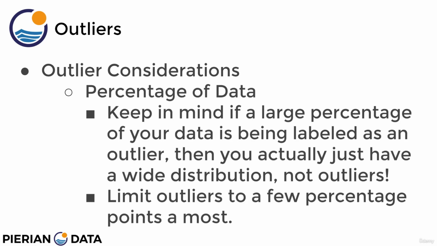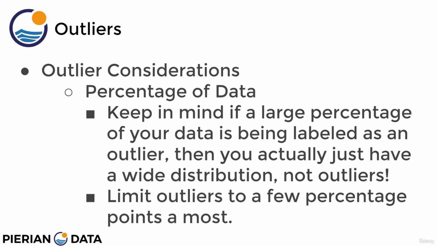Now let's talk about the percentage of your data. Keep in mind that if you're using some sort of mathematical methodology, or even a visual one or domain one, and a large percentage of your data is being labeled as an outlier, then they're not really outliers, because outliers, almost by definition, are going to be things that are extremely different from the rest of your data. So you shouldn't be using a methodology that suddenly labels 10% of your data points as outliers. Really, that just happens to mean that you have a wider distribution of your data rather than just a few outliers.